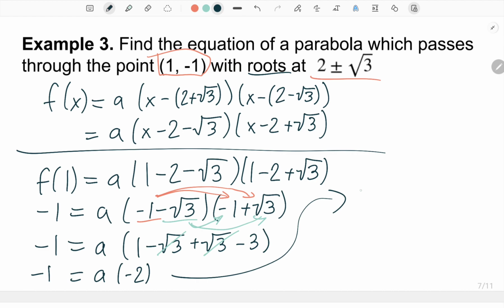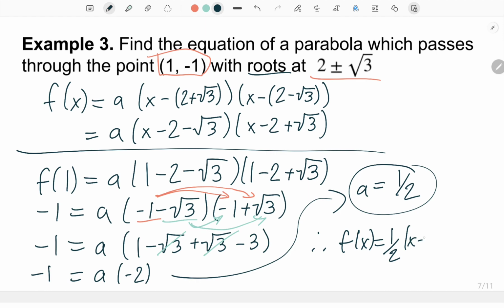A is equal to negative 1 over negative 2, which is just 1/2. So therefore, the function is f of x equals 1/2 times x minus 2 minus root 3 times x minus 2 plus root 3. Still looks a little messy because of those roots, but we got a nice a value through all of that. And there we have it. That's our function. So just be careful when you're initially creating that factored form. You're subtracting that entire part when you're setting it up.